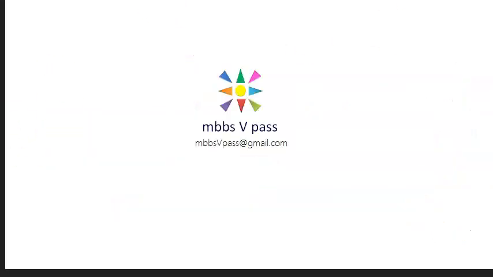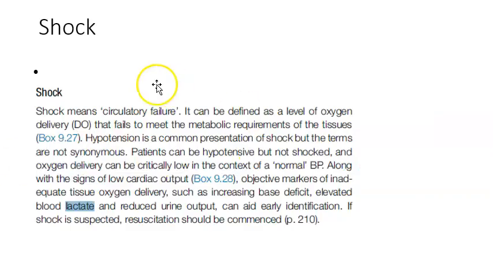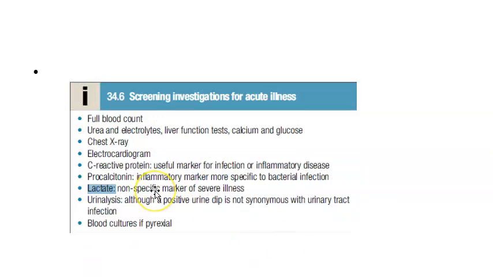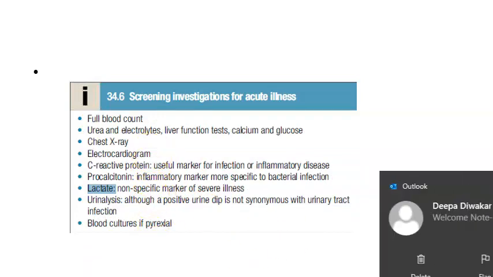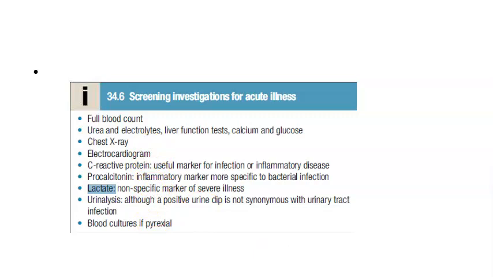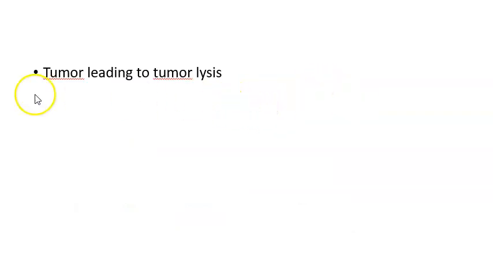Now let's continue with the causes. The next cause is shock, any type of shock. Shock is circulatory failure: the oxygen delivery is less than what the body needs. Many types of shock exist, and in all types of shock, blood lactate can be elevated. Next, any acute illness, the person can have increased lactate. So acute illness, shock, sepsis, infection, normal anaerobic metabolism, all that you learned.